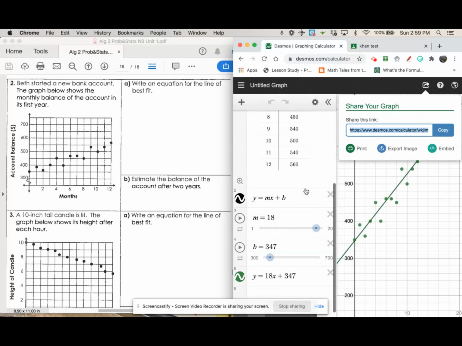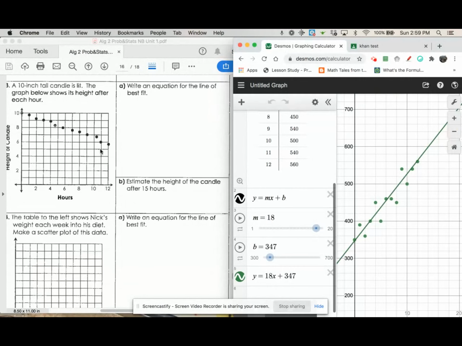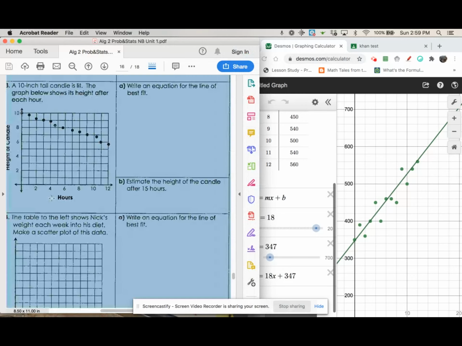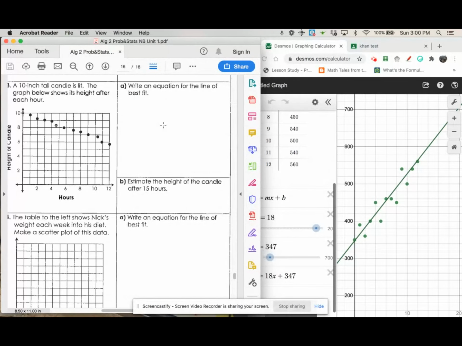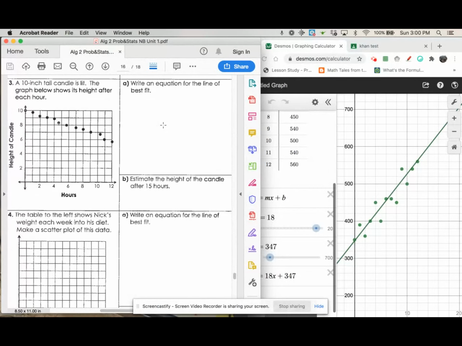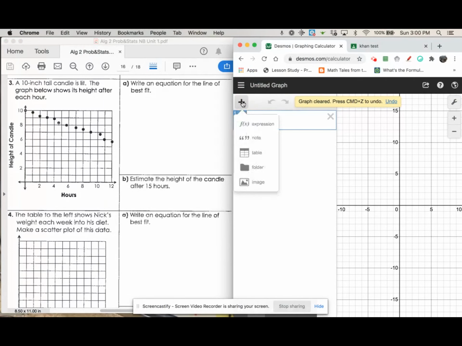I'm going to go back to my calculator, and I'm going to go on to number 3, and it's about a candle. And notice these points go in the downward direction because it's a candle burning. So the candle starts out with a pretty high height, but then it goes down. So we are going to graph these points on our graphing calculator. So I'm going to create a new graph. I'm going to do a table, and I'm going to start entering my x's and my y's.